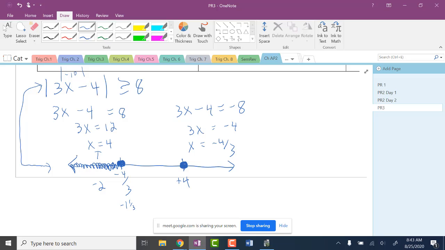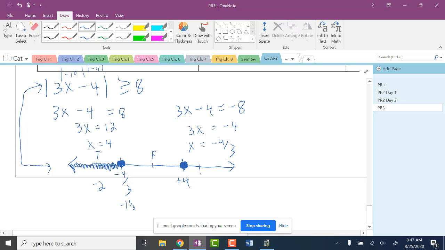That's what solving equations and inequalities are. What numbers makes this inequality true? I guarantee you're going to get a false on this one. 3 times 0 is 0. 0 minus 4 is -4. Of course, the absolute value of -4 is 4, which is not greater than 8. That's a false. That means you don't shade there.